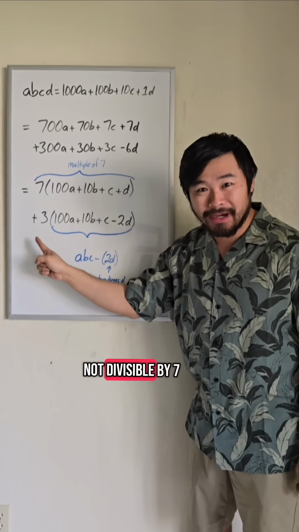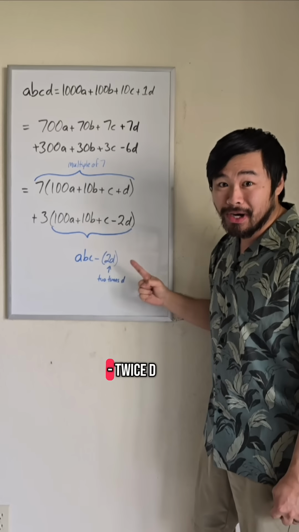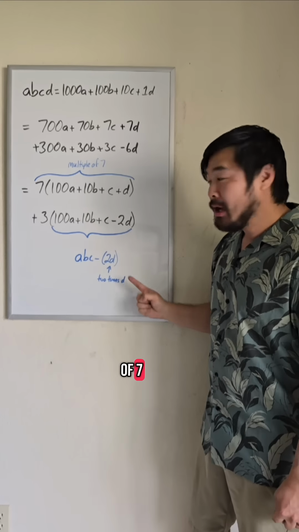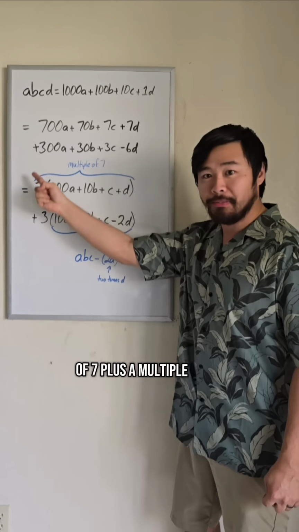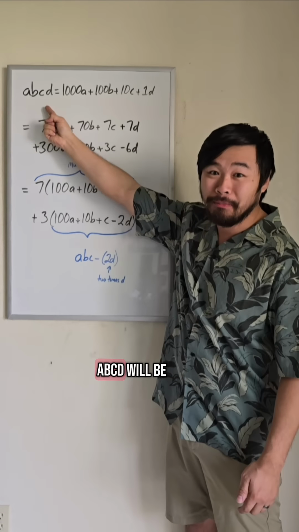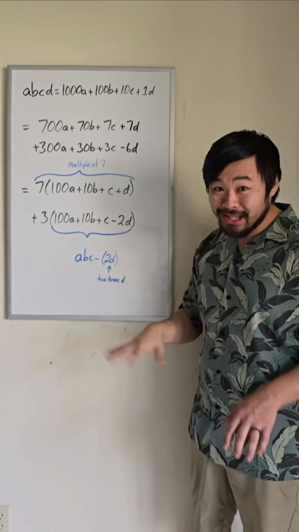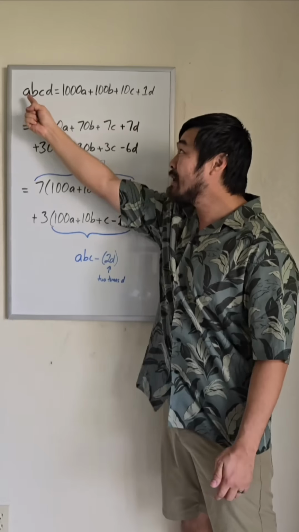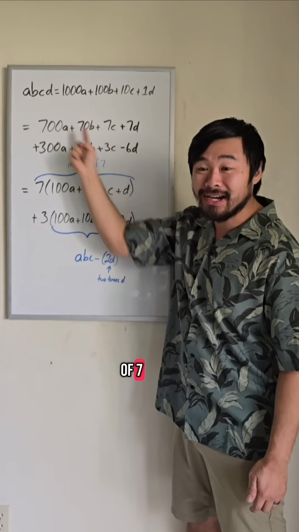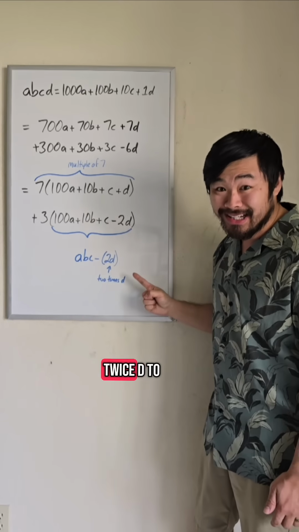3 is not divisible by 7. So, if this expression, or ABC minus twice D, is a multiple of 7, well, a multiple of 7 plus a multiple of 7 will be a multiple of 7. So that means ABCD will be a multiple of 7 if this expression is a multiple of 7. And the other way is true as well. If this number is a multiple of 7, that forces this expression, or ABC minus twice D, to be a multiple of 7.